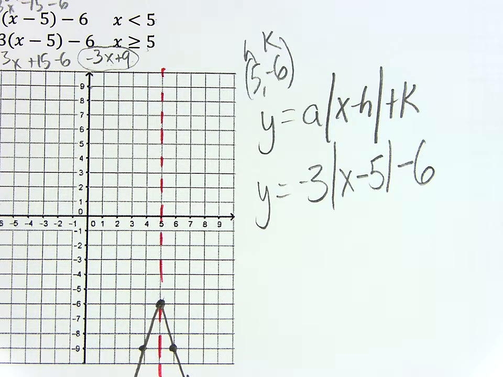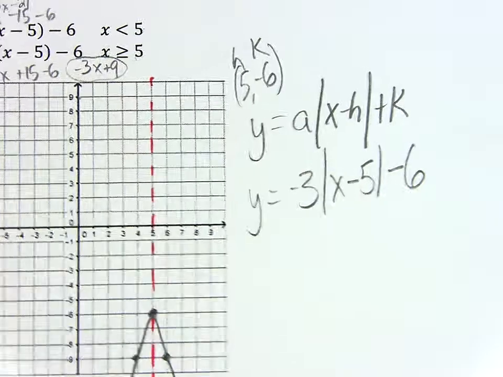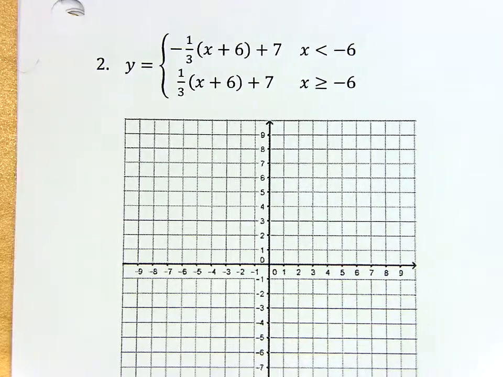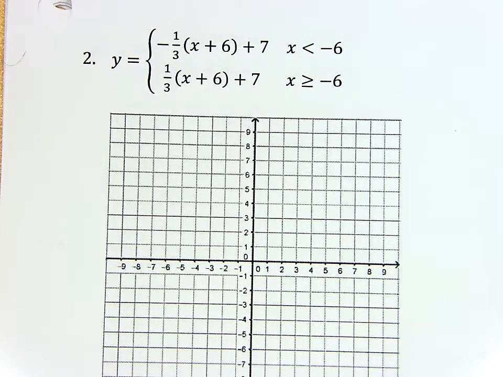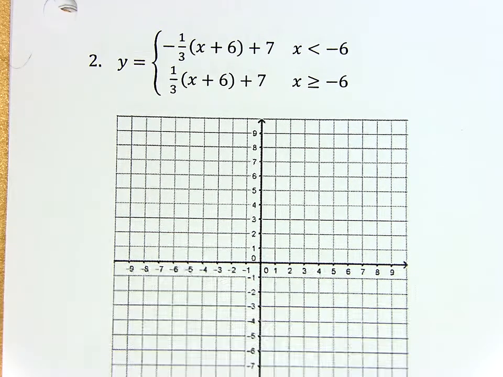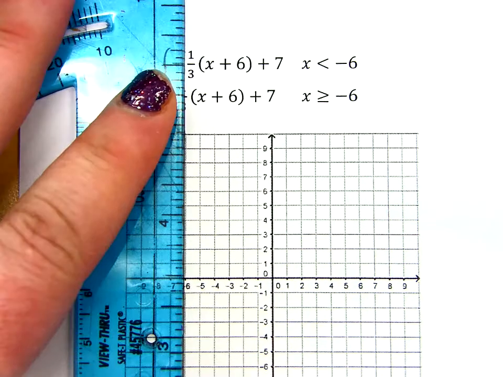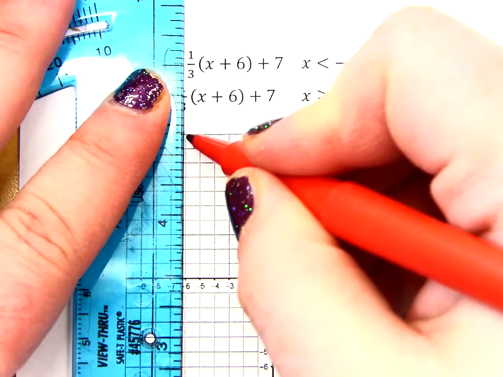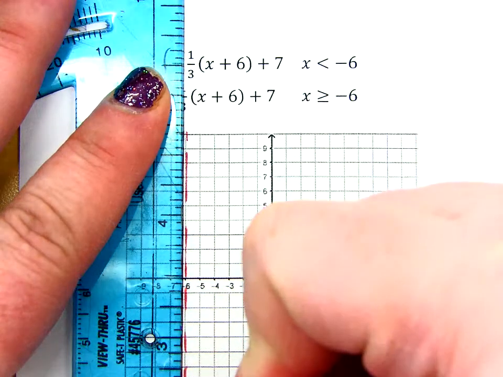Do you want me to do the second one with you? All right. So the second one, let's see here. My graph here is splitting at -6. So I'll put a dotted line at -6 where the split is, just to help myself out.